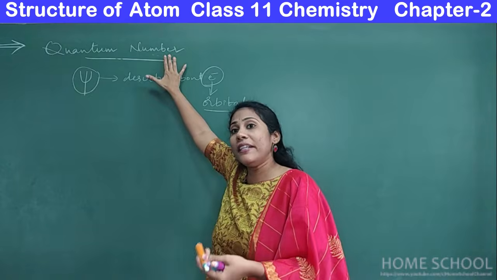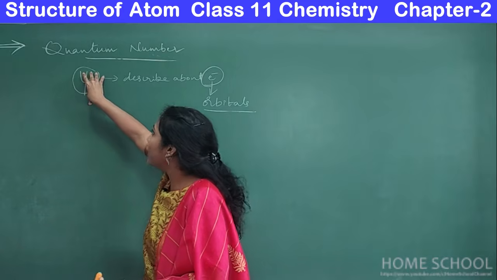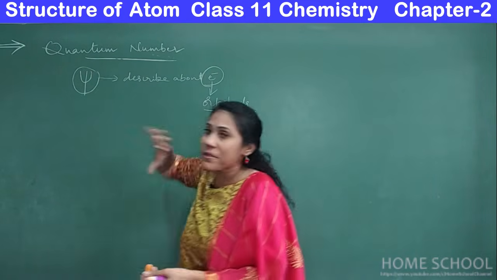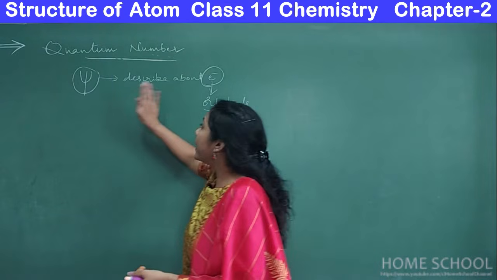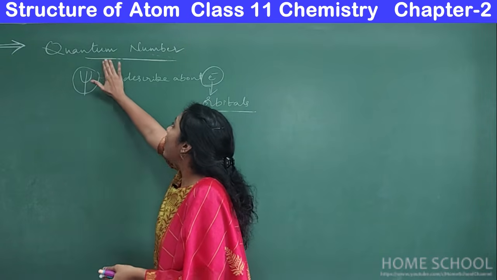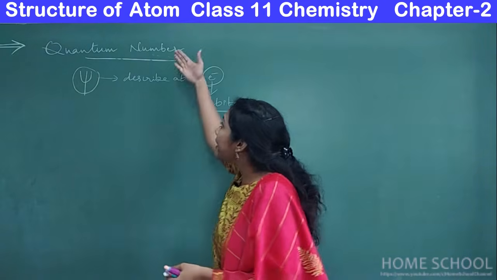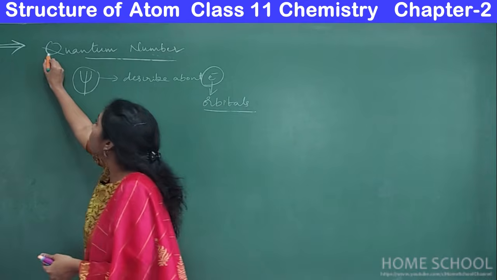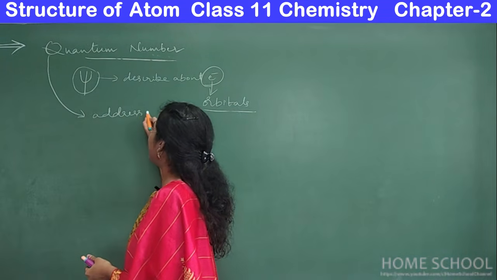And how do you get quantum numbers? When you solve this psi value. So when you solve for psi from Schrödinger's equation by applying lots of mathematics, you get certain numbers. Those numbers are called quantum numbers. So these are the numbers that will tell you about the address of an electron.